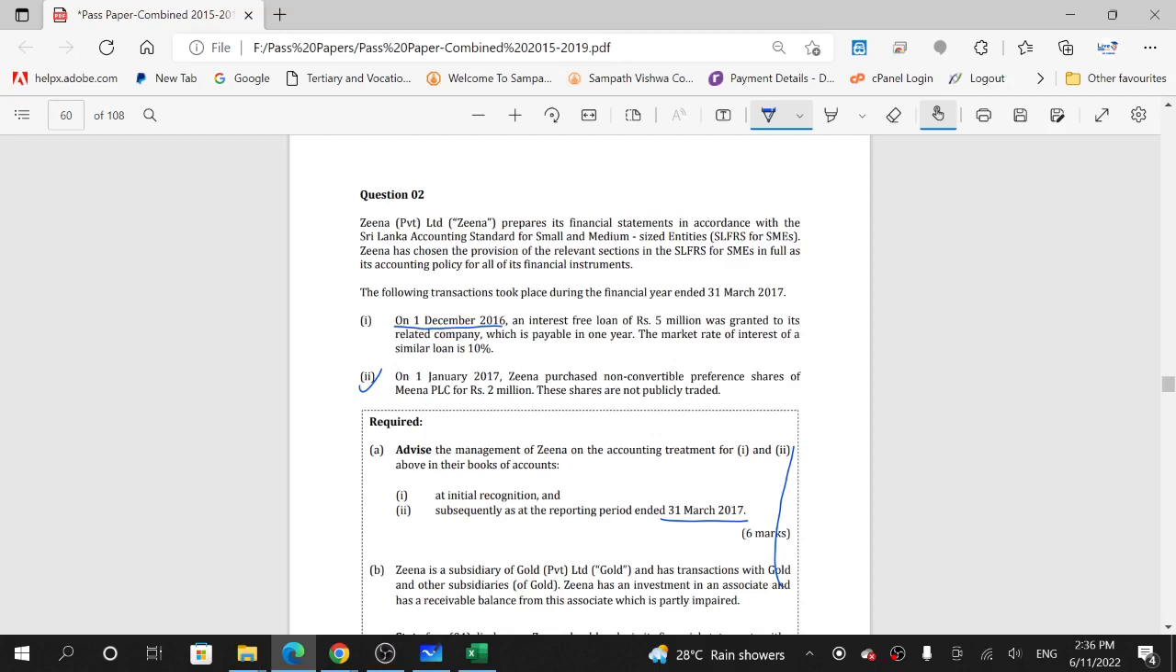Now here it says on 1st January 2017, Sina purchased non-convertible preference shares of Meena PLC for 2 million. These shares are not publicly traded, which means the fair value cannot be taken. So you can measure these shares at cost. This is specifically for an SME organization, right? Okay, write down.